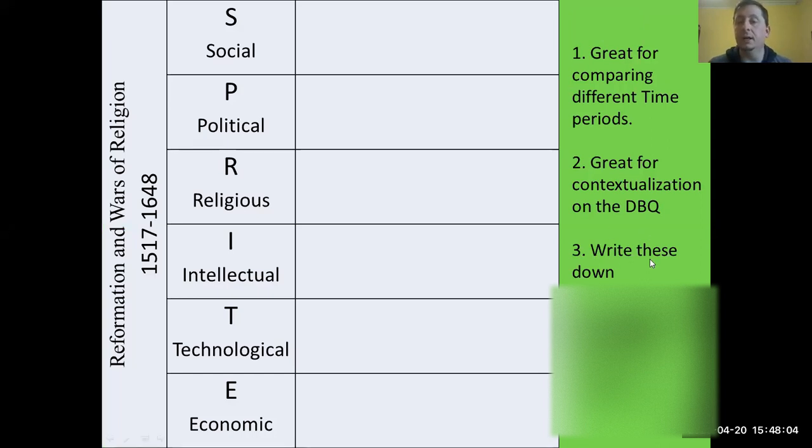Let's see here. I would encourage you to write these down in your notebook, and make it so that you can compare the different categories. All right, so let's get rocking. We're going to start with S, not because it's the most important, but because it comes first when you spell the word sprite.